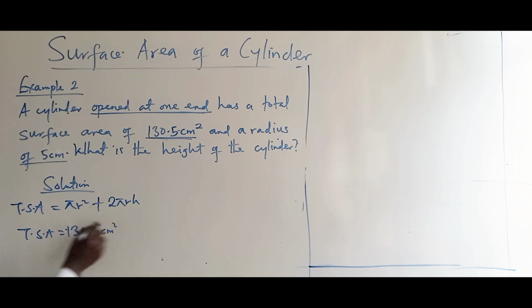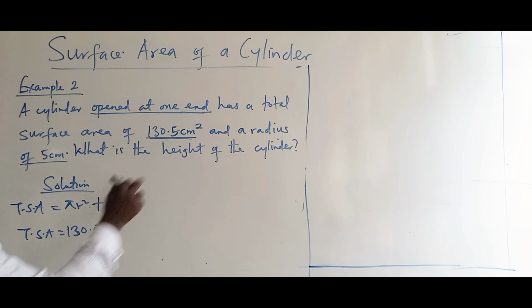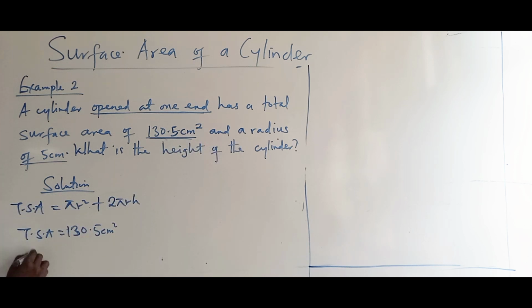We are given that the total surface area of that cylinder, our TSA, is 130.5 centimeters squared. That's the first part. And the radius is 5 centimeters. The height, which we don't know, is what we're looking for. We want to calculate the height. So we now put the values into this formula.